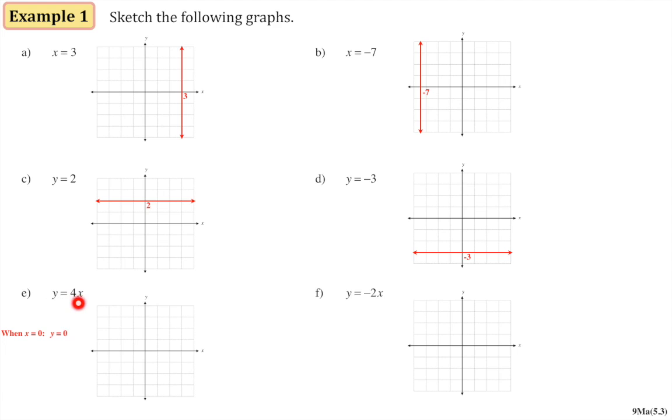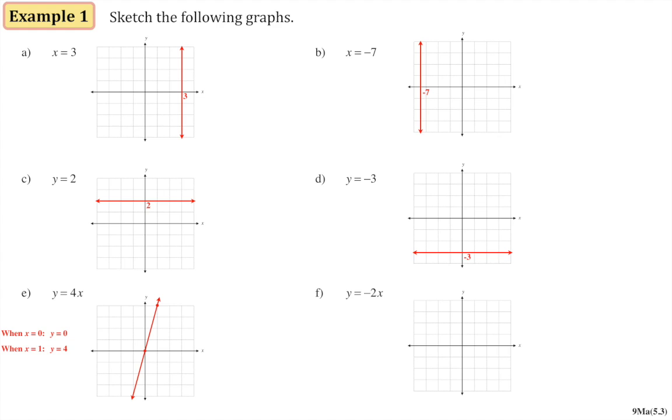Let's try another one. What happens if x was 1? Well, if x is 1, 4 times 1 is 4, you get a y answer of 4. So when x is 1, you get a y answer of 4. When x was 0, you get a y answer of 0. So you go to where 0, 0 is, and you go to where 1, 4 is, and you plot those 2 points, and you join them, and there's your line.